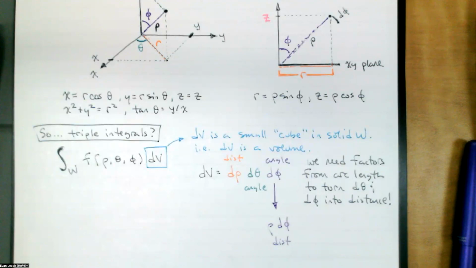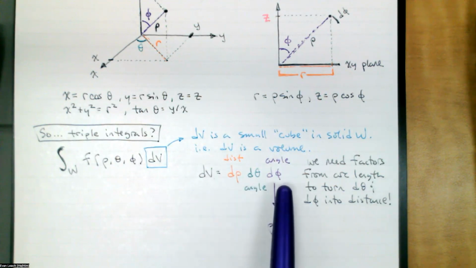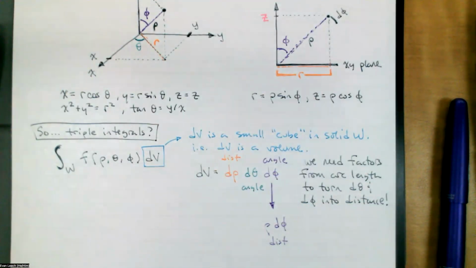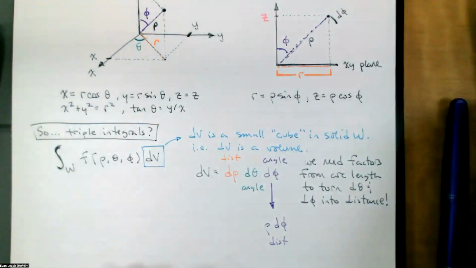For d theta, earlier in cylindrical coordinates and in polar coordinates, we turned d theta into a length by multiplying by r. Unfortunately, there is no r. There's only rho, theta, and phi. So I want to turn d theta into a distance by multiplying by r, but there is no r.